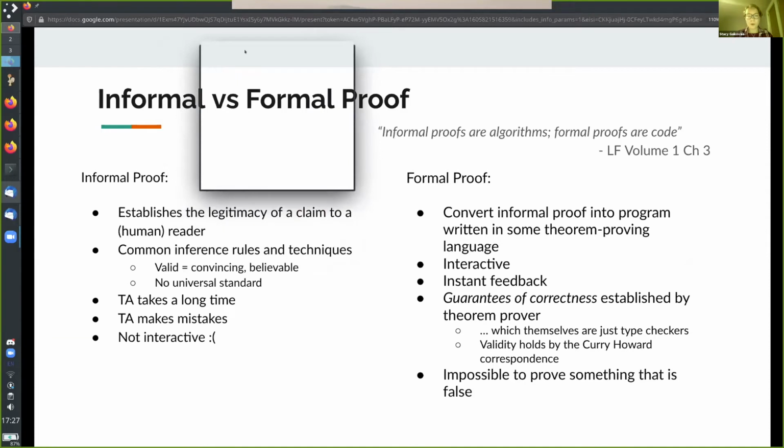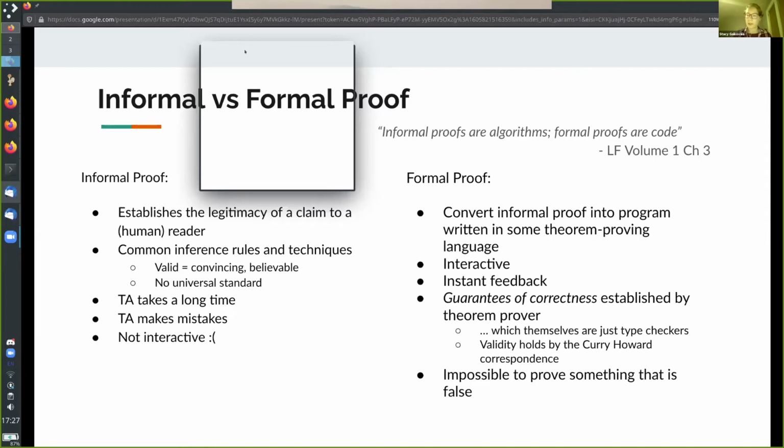And so one way that we can deal with all of that is to use a formalized proof framework. And so what is that? You can think of it as a programming language. Just like writing a program in a programming language, when you write a proof in a proof theorem language, you're basically converting your informal proof, which is like the algorithm of getting from the premise to the conclusion, to a program. So this is interactive. You can get instant feedback. And most importantly, the language itself provides a guarantee of correctness in the way that the theorem prover is constructed.